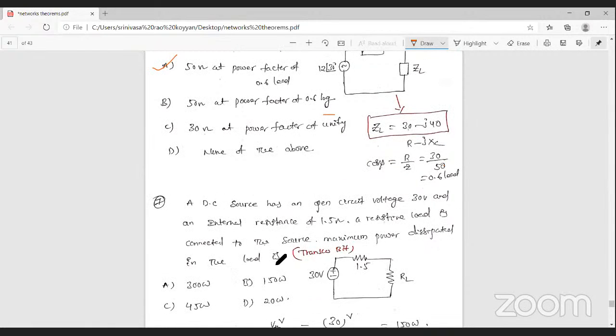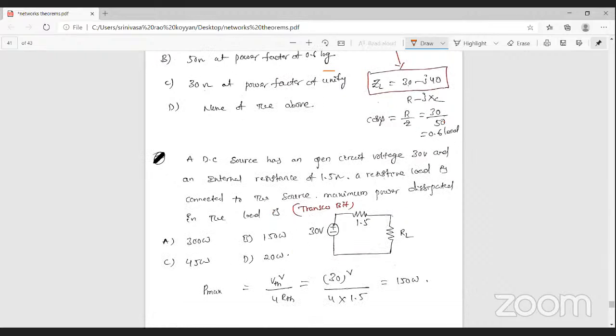Next one, the 7th one. A DC source has open circuit voltage of 30 volts. Open circuit voltage means that is Thevenin's voltage. Simply you can observe that it is Thevenin's voltage. Okay, and internal resistance is 1.5 ohm. That is the open circuit voltage, and the internal resistance is 1.5 ohm.